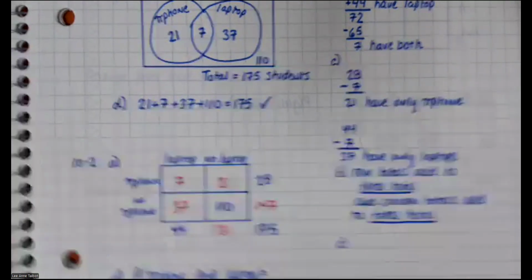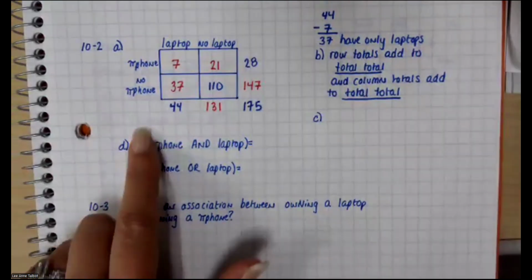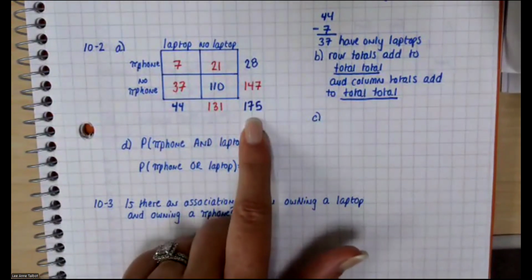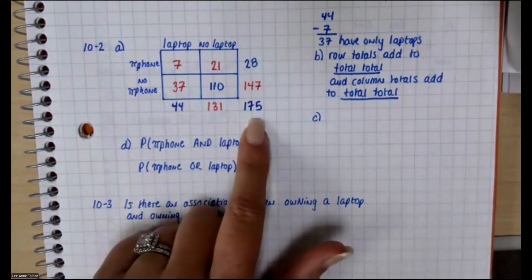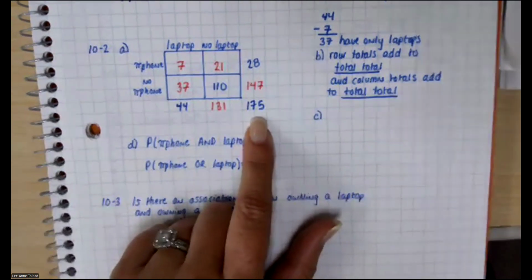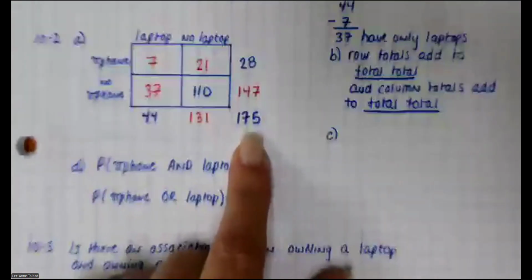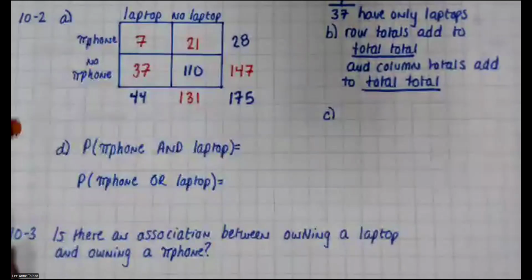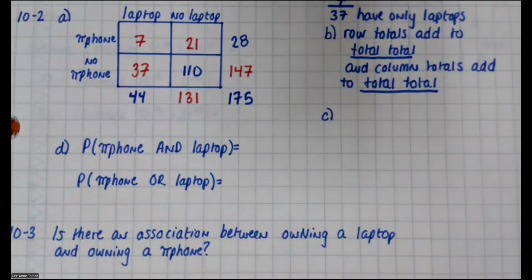So B asked, how can you check your work? The row totals have to add to the total, and the column totals have to add to the total. So it's very easy to check. The hardest part about it is deciphering the original problem and where to put the numbers in the problem, not necessarily just subtracting.